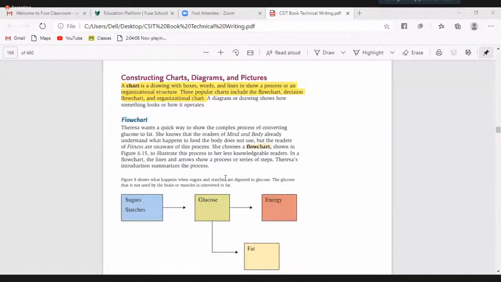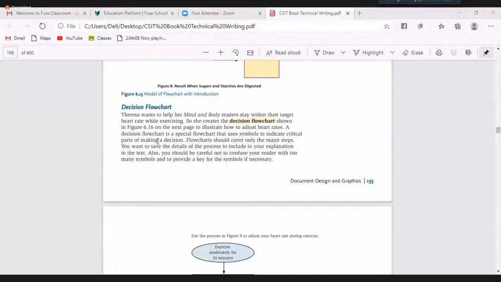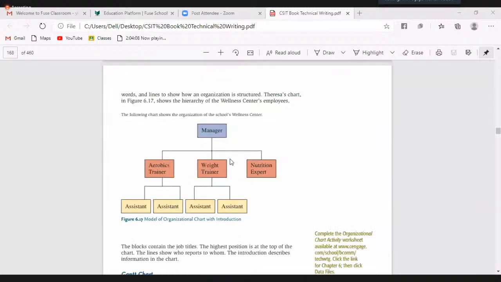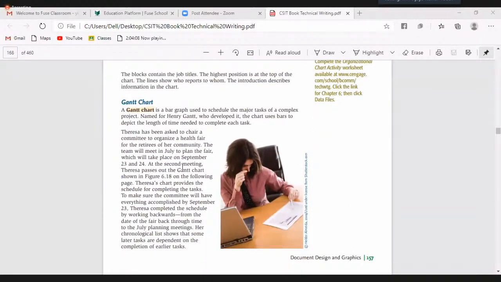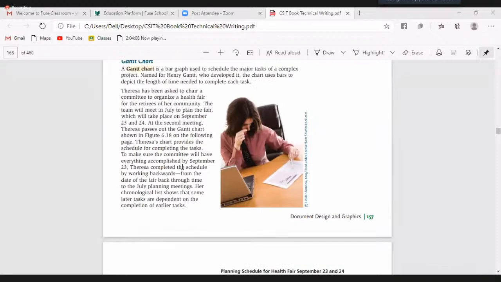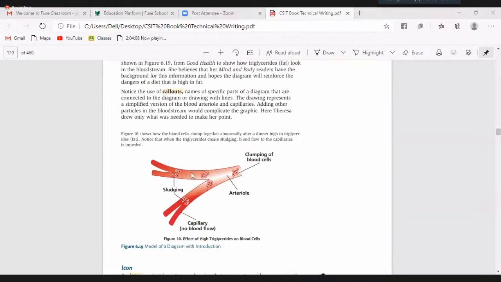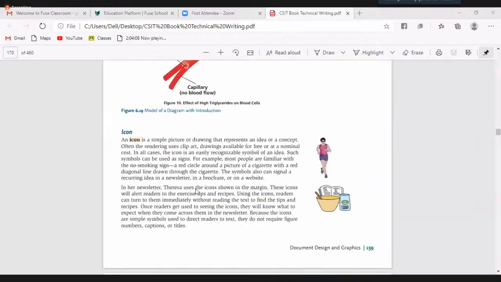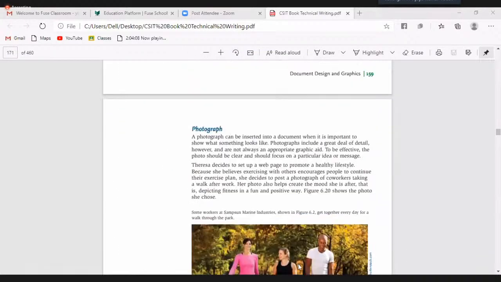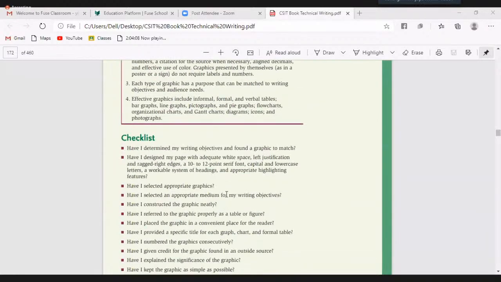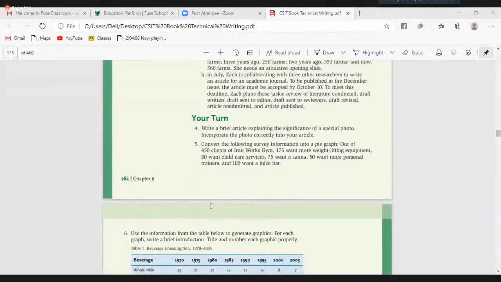So here it is about flow chart. This is given, okay, flow chart. And then we have organizational chart. It is easy to understand. Then there is Gantt chart, right? This type of chart is called Gantt chart. Examples given here, isn't it? Then you have diagram. This is diagram. Then you have here this is photograph. We also use photograph when we prepare any technical document, isn't it? This is what is given.